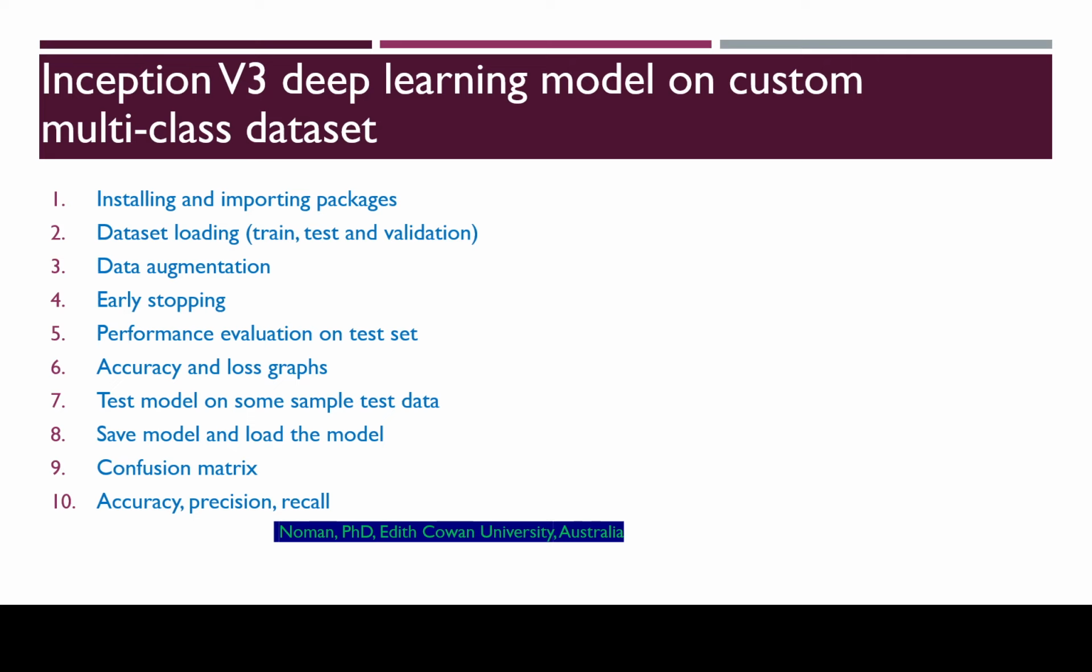A confusion matrix is a table that will compare our actual labels with predicted labels. Finally, we will evaluate the accuracy, precision and recall. So this is a complete tutorial. Everything we are going to see here is complete. We're going to do all of these things for a deep learning model.